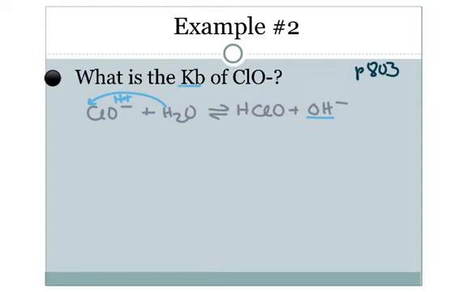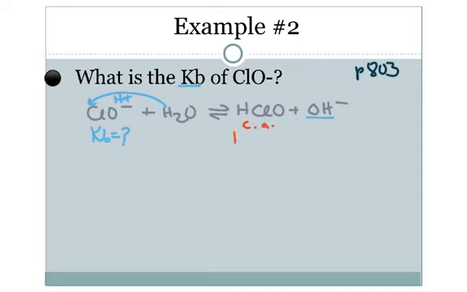So I want to know the Kb of my base. My base is the ClO minus, which they're asking me about. If I look in the table, it's not there. Surprise, surprise. So now I have to find the conjugate acid of ClO minus. Remember, they're different by an H plus. So over here is the conjugate acid, the HClO.